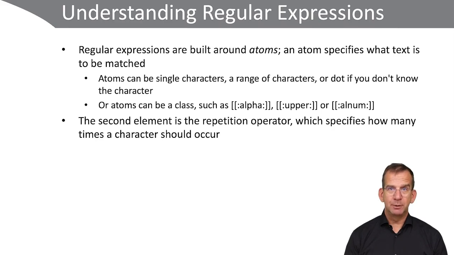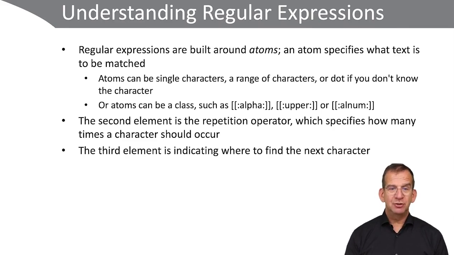The second element in the regular expression is the repetition operator. It's an optional element, by the way. You don't always have them. The repetition operator specifies how many times a character should occur. That can be 0 or any number of times. It can be 0 or 1 time. It can be 1 time only. There are many options here.